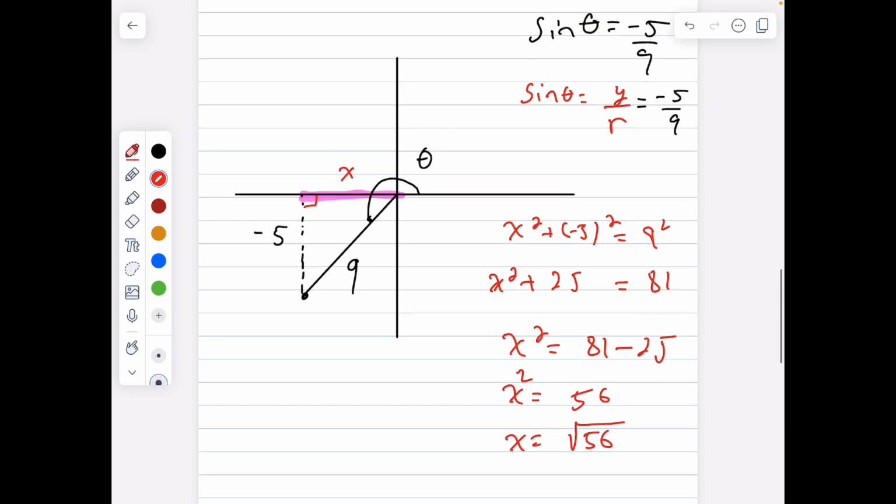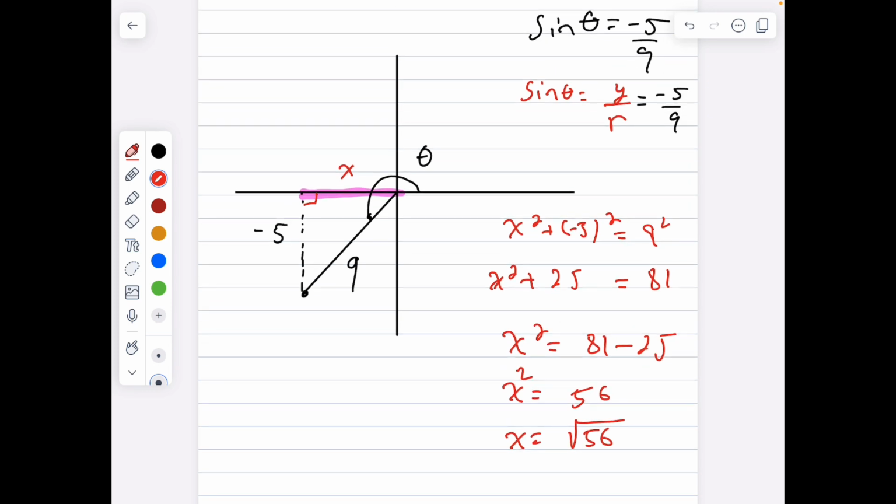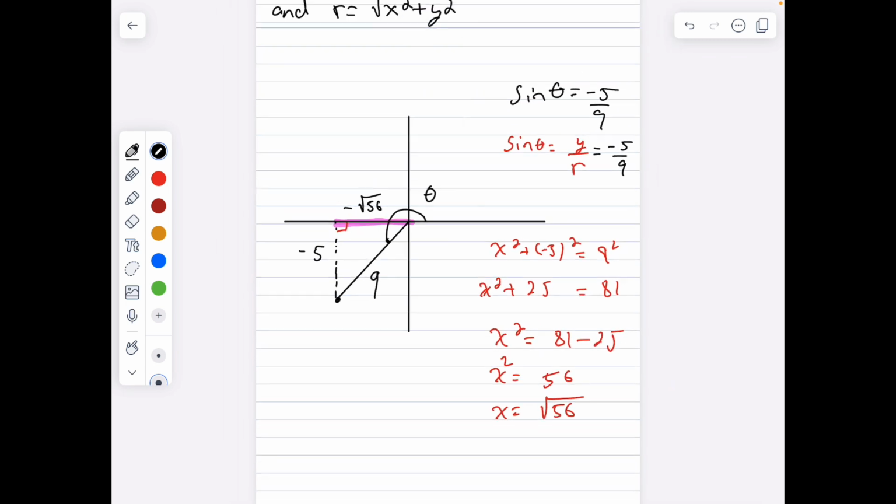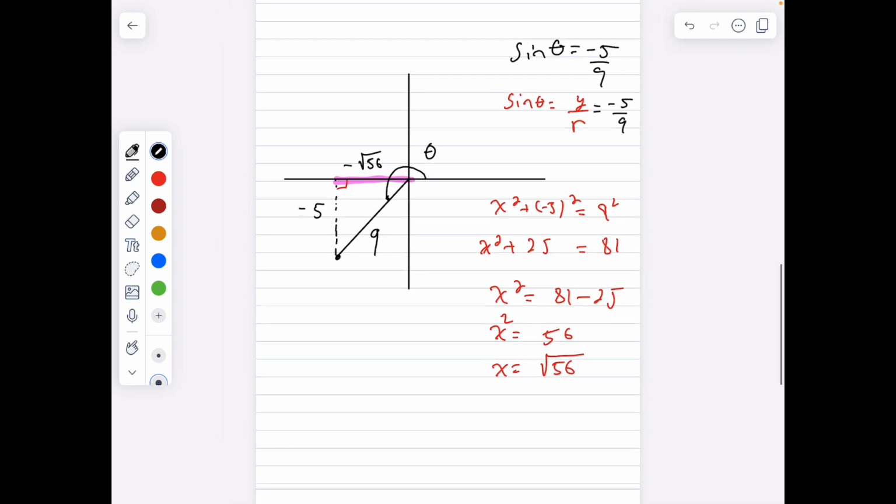But we're going to take into account that this point (x, y) is in the third quadrant, so x is negative there. So this would be negative square root of 56. Again, because in the second and the third quadrant, x is negative. Now that you know all your values here, you can find the rest of the trigonometric ratios. Cosecant is just the reciprocal of y over r, so I'm going to start with that one, which would be minus 9/5.